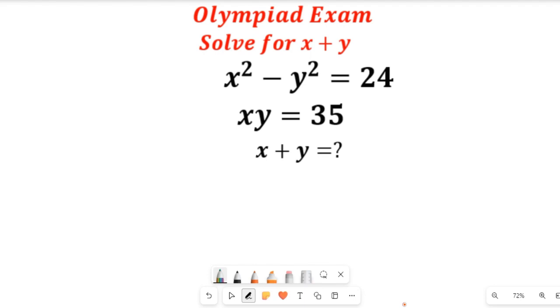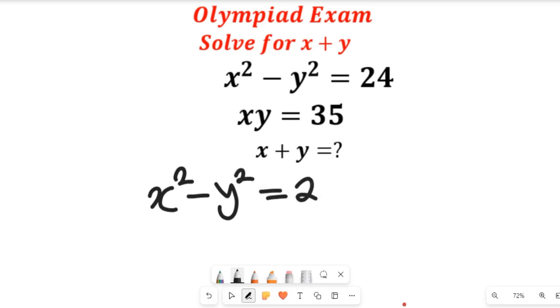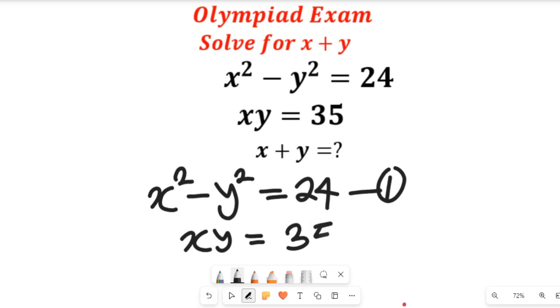Now, let's consider these two expressions as equation 1 and equation 2. So we'll have x squared minus y squared equal to 24, considered as equation 1. And then we'll have xy equal to 35, considered as equation 2.